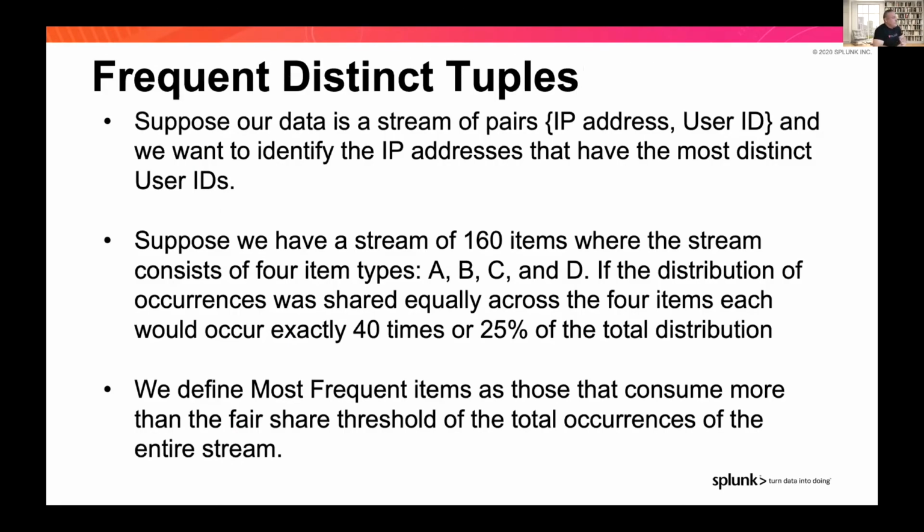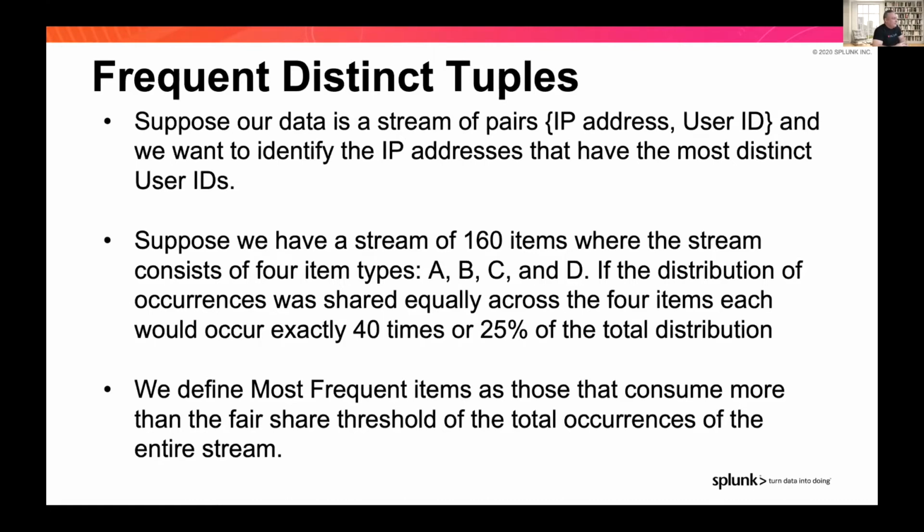A second sort of sketch would be frequent distinct tuples. This is a use case where, let's say you have a stream of pairs of IP addresses and user IDs, and you want to identify the IP addresses that have the most different user IDs, right? Who's trying to spoof you? Who is really trying to come in from the same IP and pose as 5, 10, 15, 20 different user IDs, right? Who's doing this?